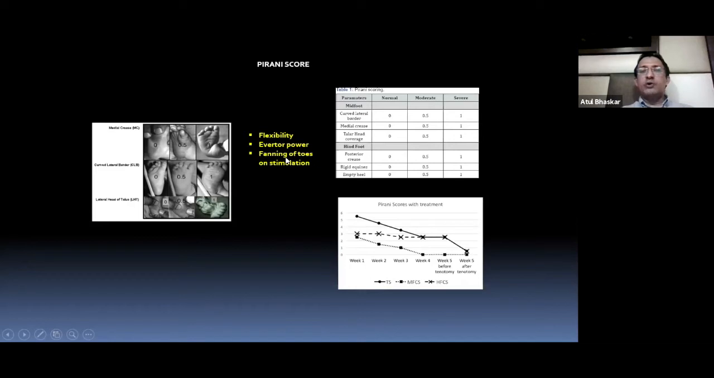Typically the great toe should extend. If it doesn't extend, if it keeps flexed, that means you're dealing with an atypical clubfoot. So in a child with idiopathic clubfoot, the toe movement should be normal. That is very important to differentiate between typical and atypical clubfoot.